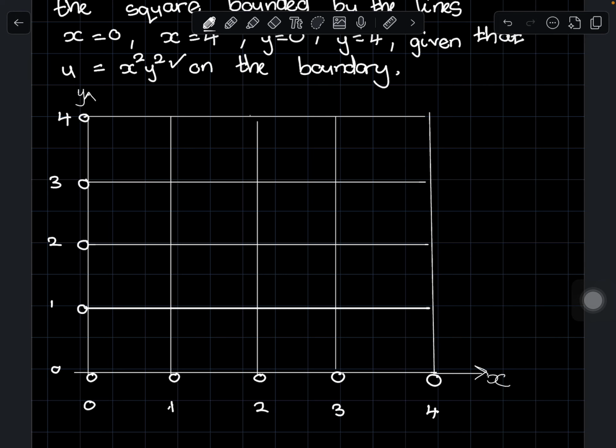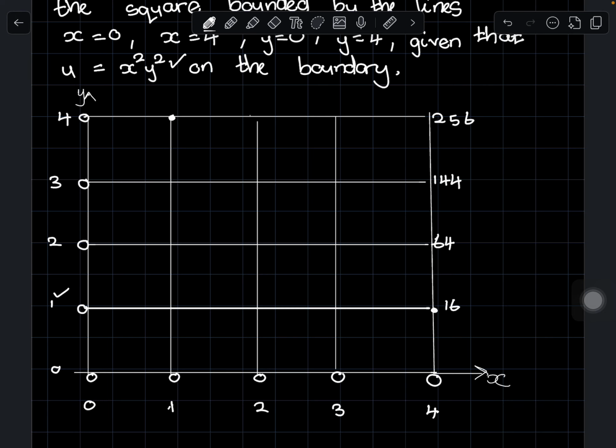Now we want to find the last boundary points on the right. At the point I've indicated, the value of x is 4 and the value of y is 1, so 4 squared times 1 is 16. Going to the next point, x is still 4, so 4 squared times 2 squared is 64. 4 squared times 3 squared is 144, and 4 squared times 4 squared is 256. Let me correct that 256 so it's clear.